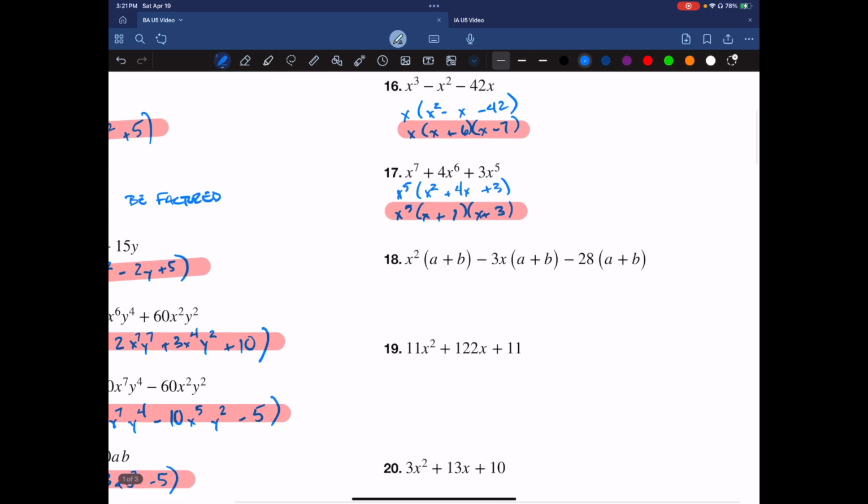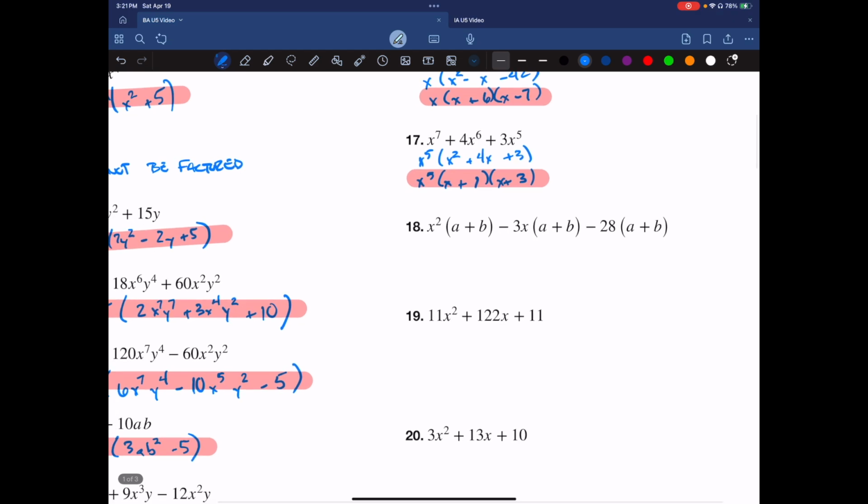All right, 18 is very similar to the ones that we did on 11, 12, and 13, where the greatest common factor is a binomial. So I'm going to pull it out. We got a plus b on the outside. It's going to hang out there. It's going to be x squared minus 3x minus 28.